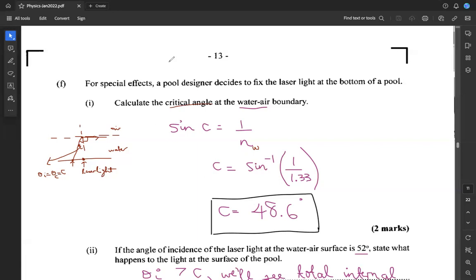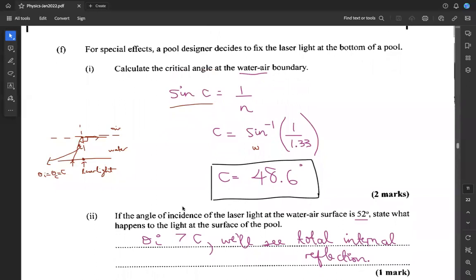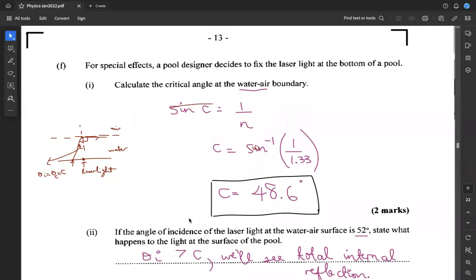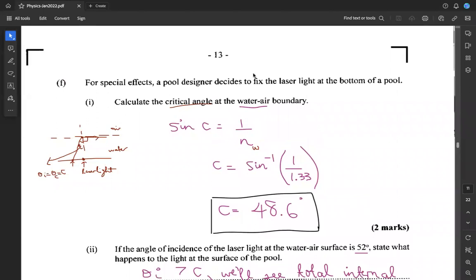So then moving right along to part 2: if the angle of incidence of the laser light at the water-air surface is 52 degrees, state what happens to the light at the surface of the pool. So we already calculated our critical angle, which is 48.6 degrees. And what this really means, guys, is that there are two ways that we typically define critical angle.